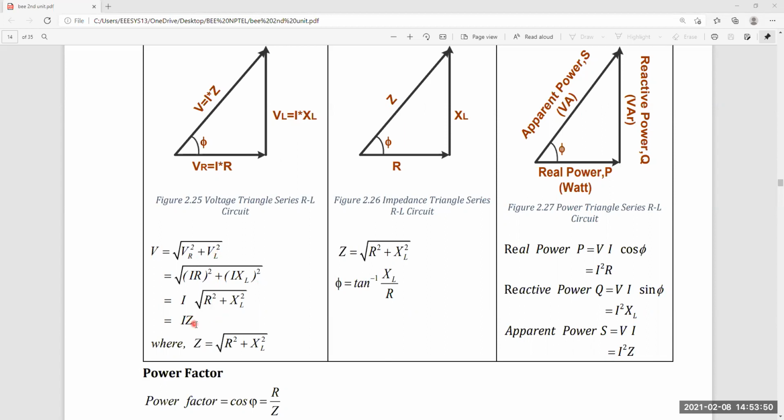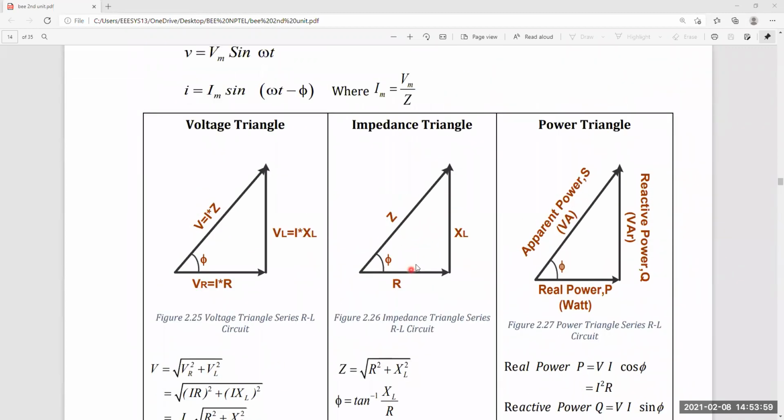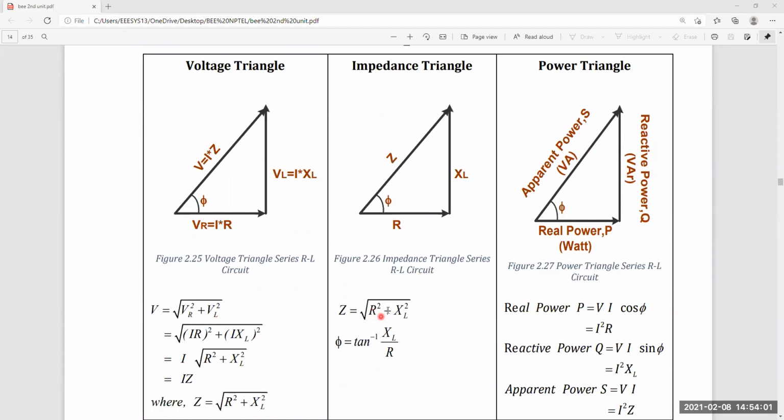And then the magnitude of Z is under root of R square plus X square for the RL circuit. So for the impedance triangle, Z is equal to R plus j into XL, so Z is equal to under root of R square plus XL square. Phi is equal to tan inverse of XL by R.